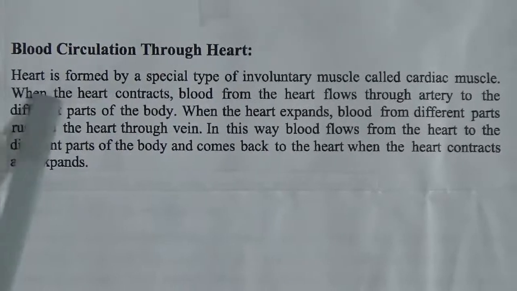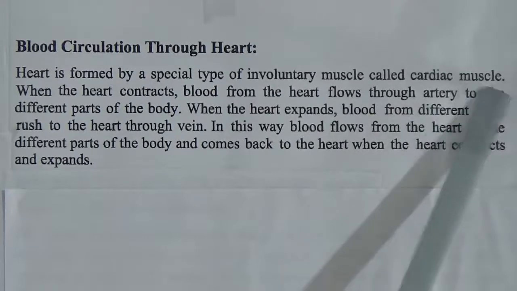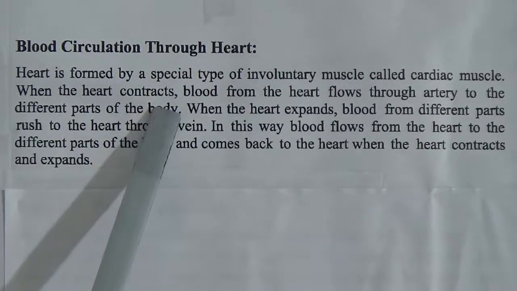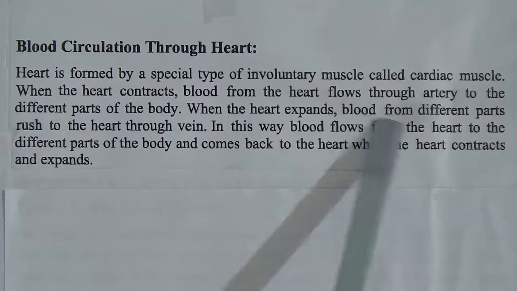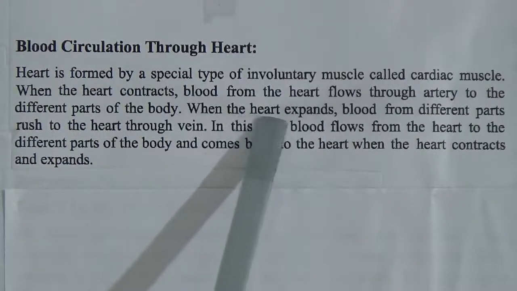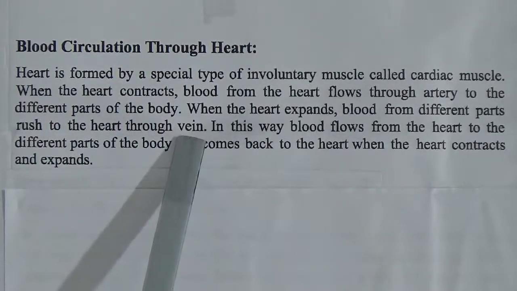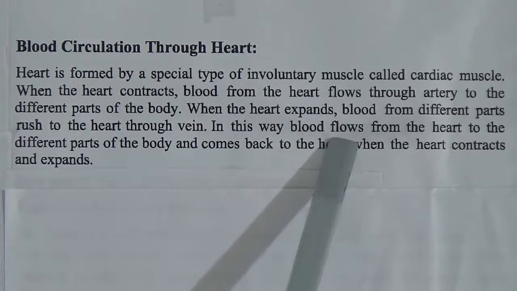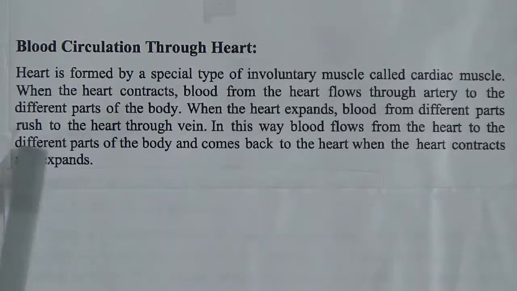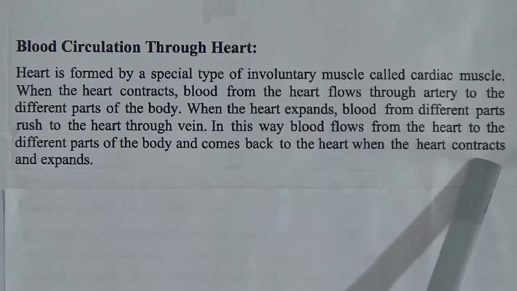Now, blood circulation through the heart. The heart is formed by a special type of involuntary muscle called cardiac muscle. When the heart contracts, blood from the heart flows through arteries to the different parts of the body. When the heart expands, blood from different parts rushes to the heart through veins. In this way, blood flows from the heart to the different parts of the body and comes back to the heart when the heart contracts and expands.